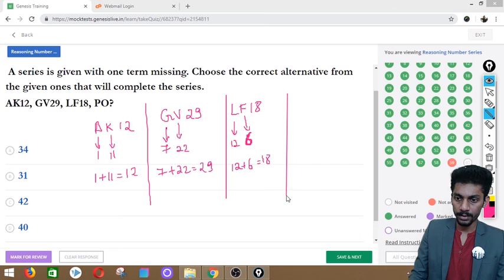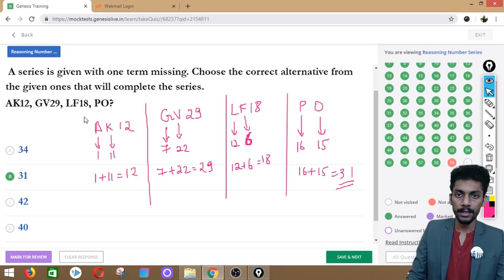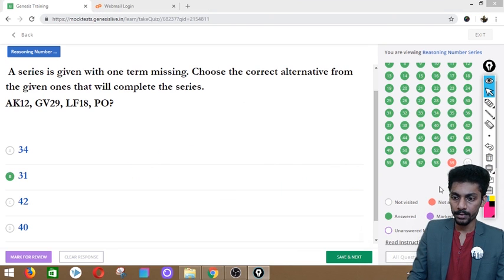Okay, last one, the question PO. P is the 16th letter, O is the 15th letter. Correct? When you add 16 plus 15, you will get 31. That is option B. So mark option B, save it and go for the next question.